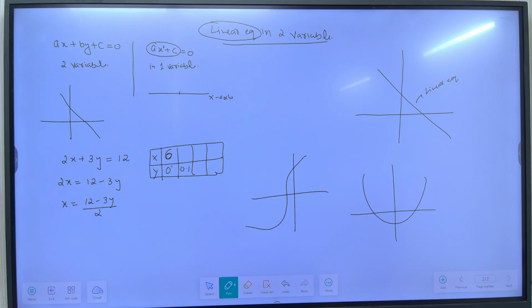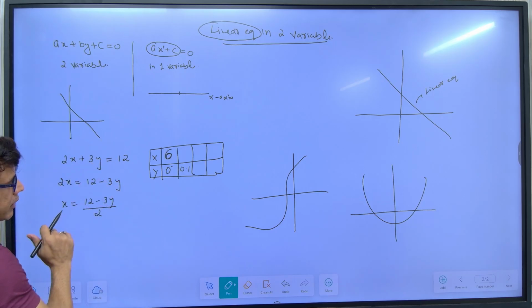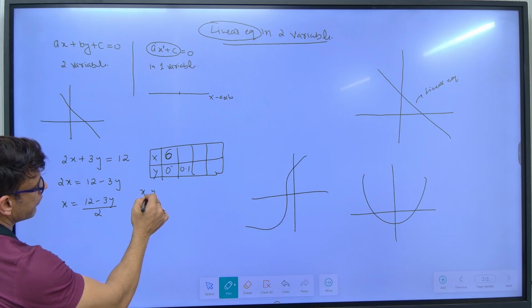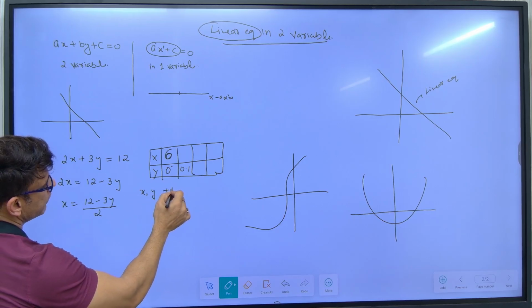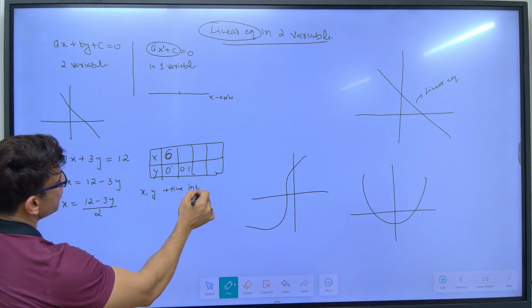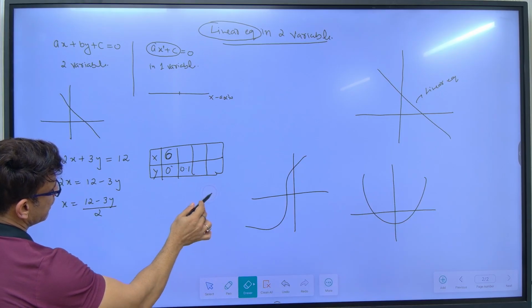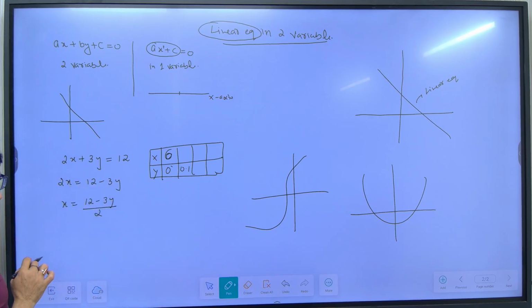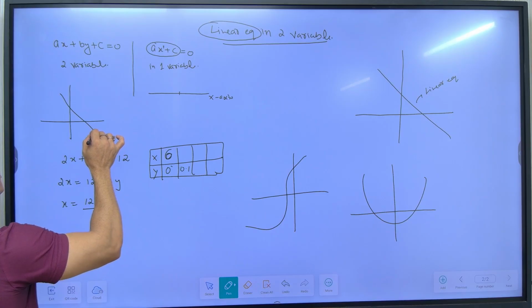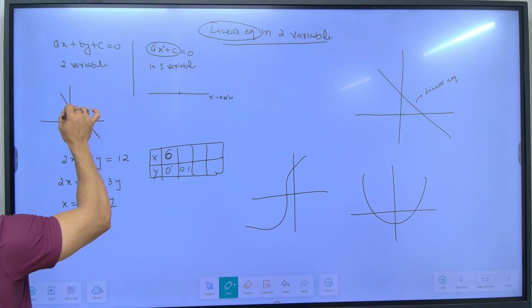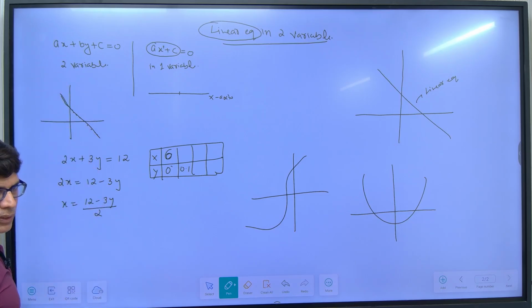But if I contain this whole thing, right? Contain means if I say that x and y both should be what? Positive integers. So in that case, we will have a limited number of solutions. If I say x and y can only take integral values, right? Integer means integral value. Then it will have limited number of solutions. But if I do not put any condition, then this particular equation will have infinite solutions. That means each point will act as a solution. And a line has infinite points, so infinite solutions it will have.